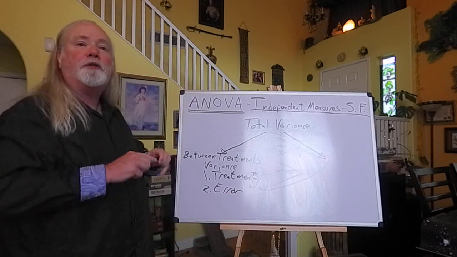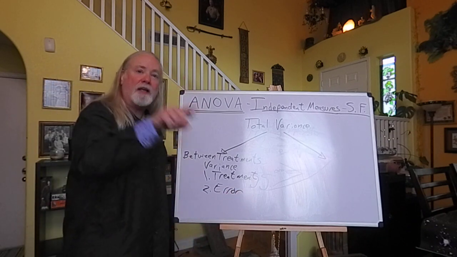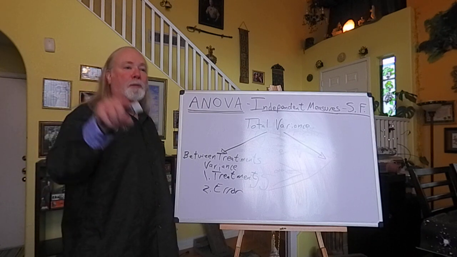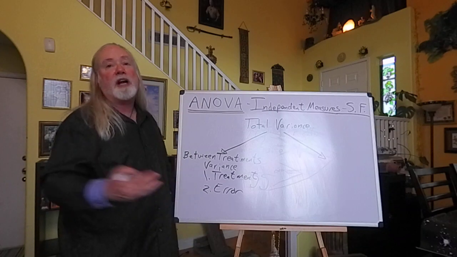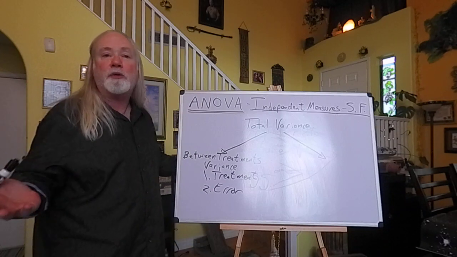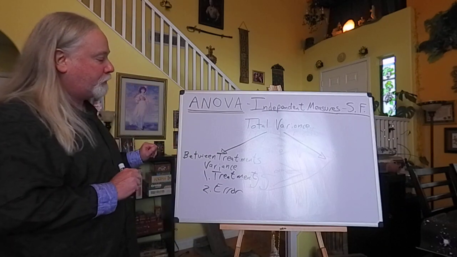So there's 2 ways to explain why there are differences between the 3 groups. Some of those differences are going to be due to the treatment effect, and some of those differences are just straight up error. Again, sampling error or individual difference error or what have you.